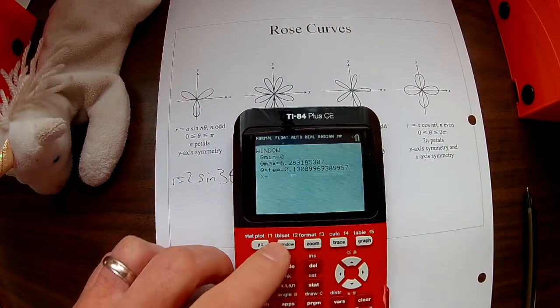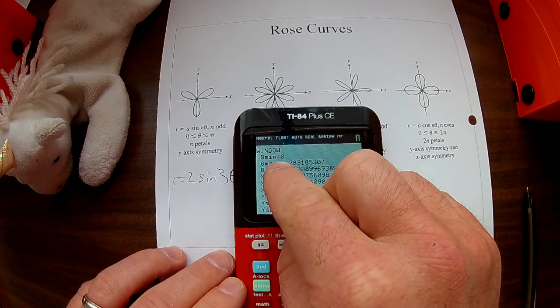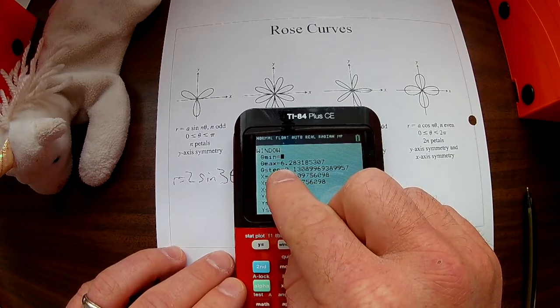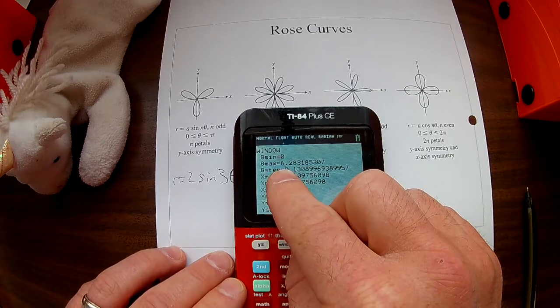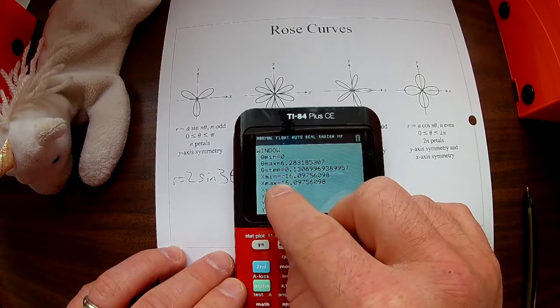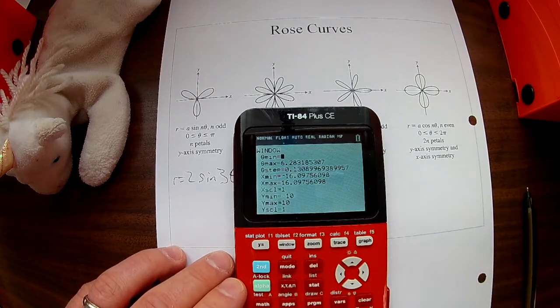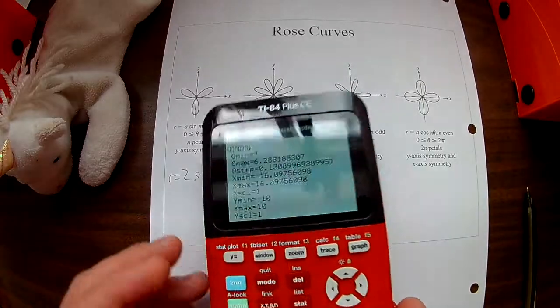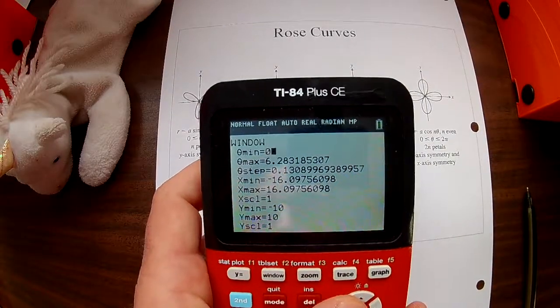So what actually happens here is, back in the window, you can see the theta min is 0, theta max is 6.28, 2 pi here again. The theta step is really what's causing that jaggedness on there.